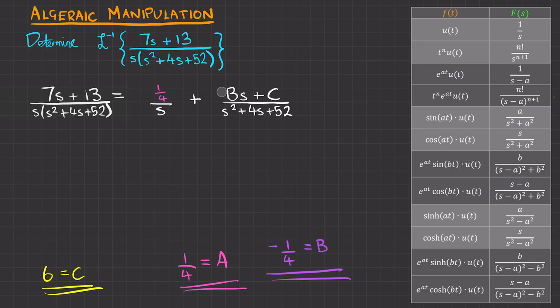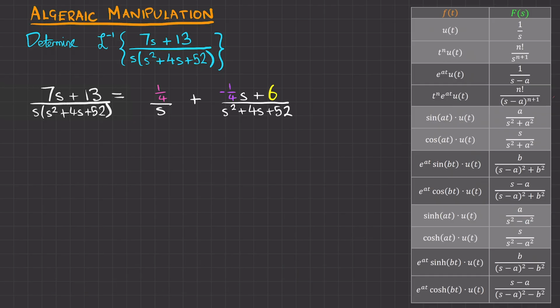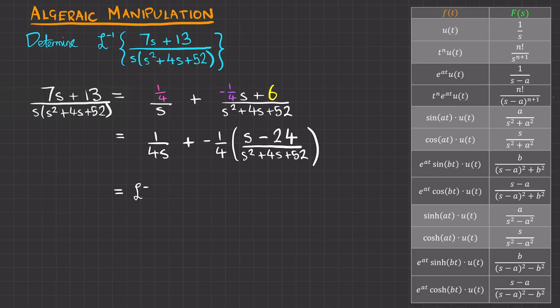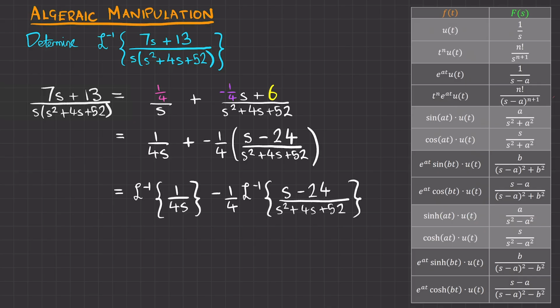Substituting A, B and C into the partial fractions, we'd get this. Not the nicest way of writing it, so we'll ensure we write 1/4 over s to be 1 over 4s. Then for the right expression, we want positive 1s in the numerator, so we'll take out a factor of negative 1/4 to leave us with minus 1/4 lots of s minus 24 over s squared plus 4s plus 52. Tidying this up and inputting the Laplace transforms, we have this. I'll also take out a factor of 1/4 from the left expression, as this will help match the inside of the inverse Laplace to the expression in the table.